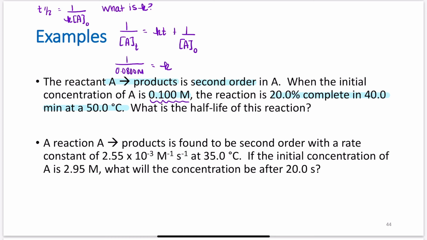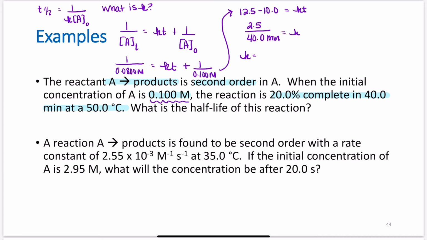Trying to solve for k. And my initial concentration is 0.100 molar. I'm going to simplify this. Doing the division, I get 12.5 minus 10.0 is equal to kt. I do know what t is. It tells me 40 minutes. I'm just trying to not plug in any numbers until I have to. So 12.5 minus 10 is 2.5. Let's divide this by time now, 40 minutes. This equals k.